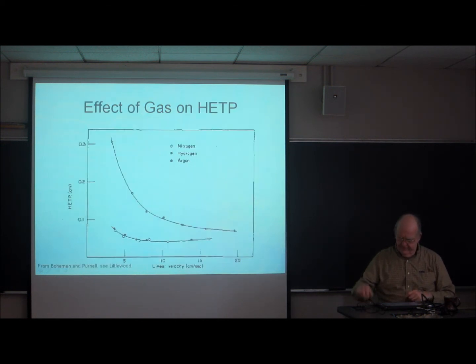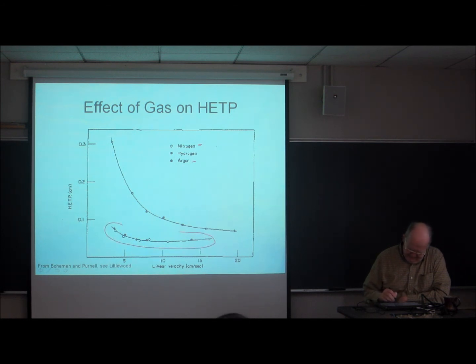Okay, so I'm going to start off by talking about a bunch of practical issues in gas chromatography. One of them is what is the effect of carrier gas. And here they're showing the influence of 3 carrier gases, nitrogen and argon down here, and hydrogen here, and helium would be in between, but closer to the hydrogen.